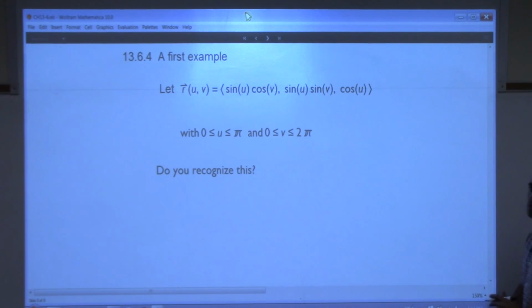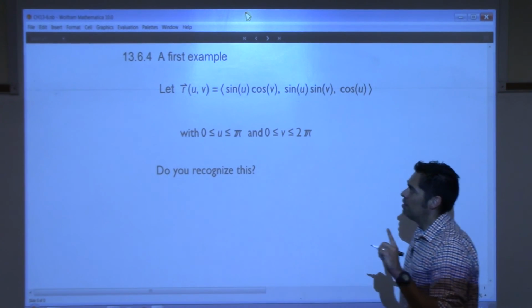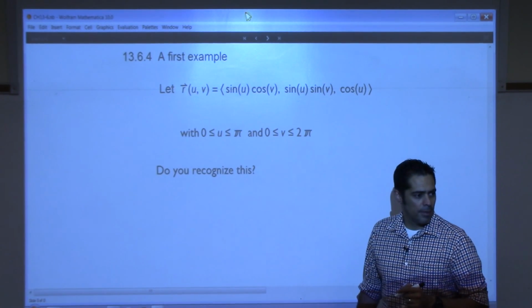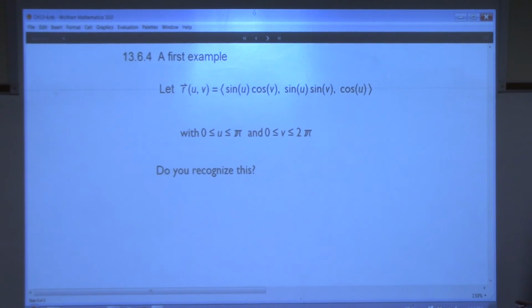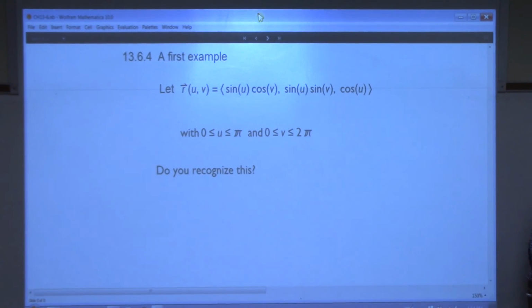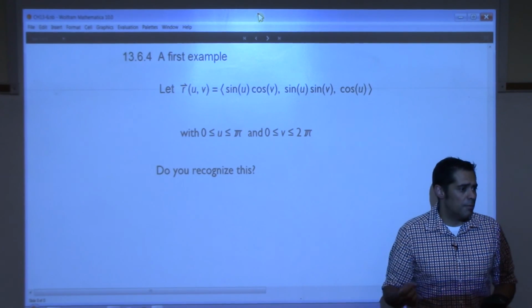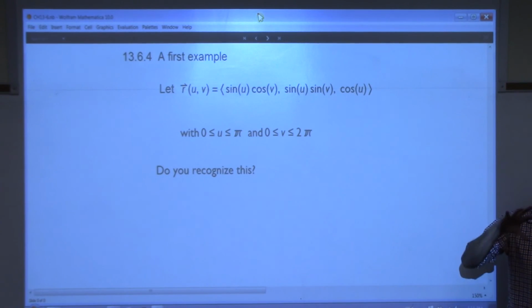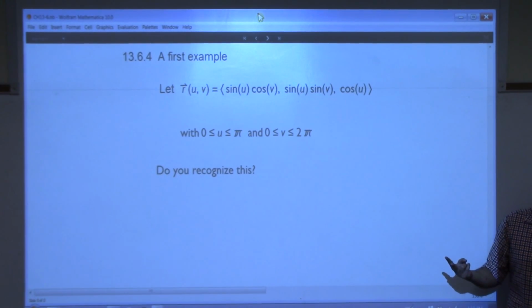One example of a parametric surface that you don't quite remember as being a parametric surface was when we did spherical coordinates. Do you remember when we did spherical coordinates? We let x equal rho sine theta cosine phi, all that. We had three variables, didn't we? Rho, theta, and phi. If we fix rho, that was the radius of the sphere, then we only have two variables. So look at this example right here.